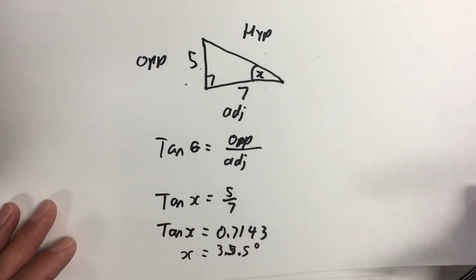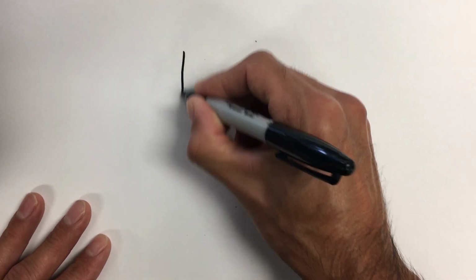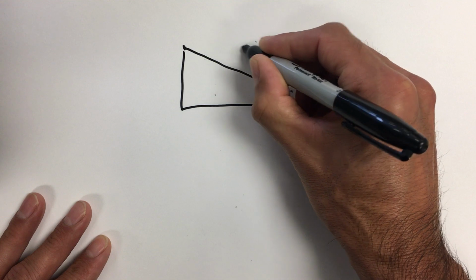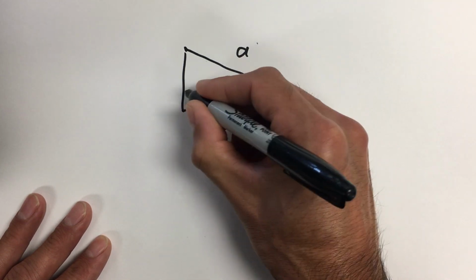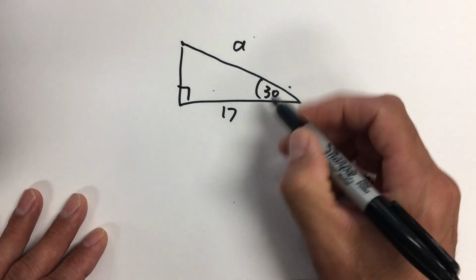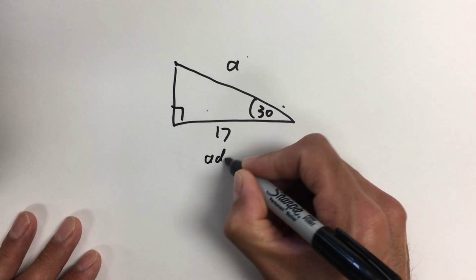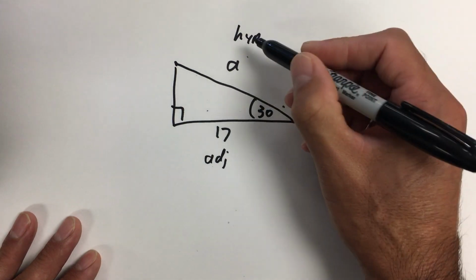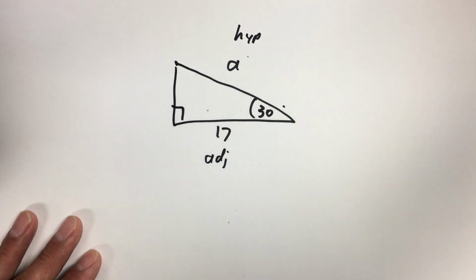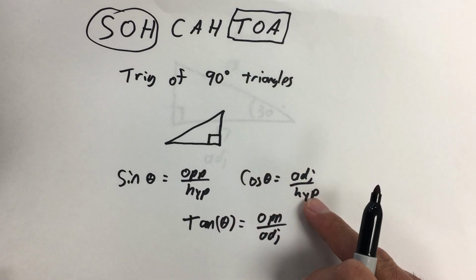Got a couple minutes left, so I'm just going to do one more example real quick. I'll do an example where I'm looking for the hypotenuse, because most people find that the most difficult. So let's say I've got an unknown hypotenuse, and that's 30 degrees, and let's make this 17. So my angle in question is 30, 17 is the adjacent side, and A is the hypotenuse. Adjacent and hypotenuse go together with cosine. Cosine of the angle is adjacent over hypotenuse.